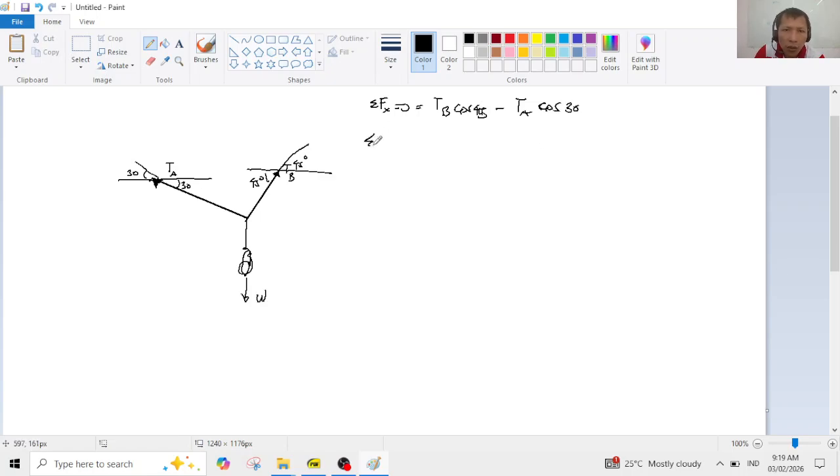Okay, and then summations of Fy is equal to 0. You have tension going up, TB sine 45 plus TA sine 30, while your W is going down. So our problem really is to resolve TA and TB in terms of W.